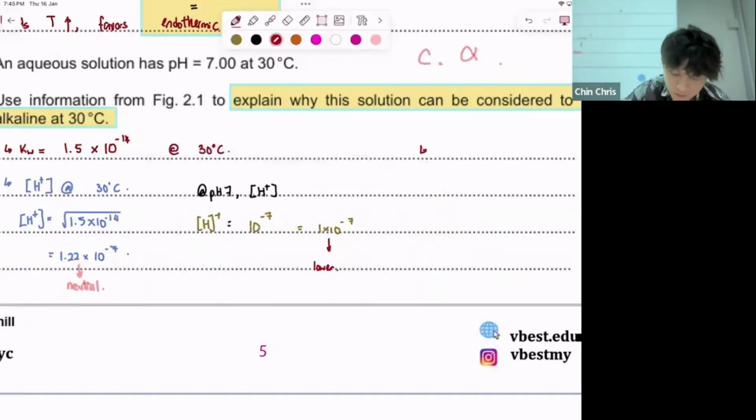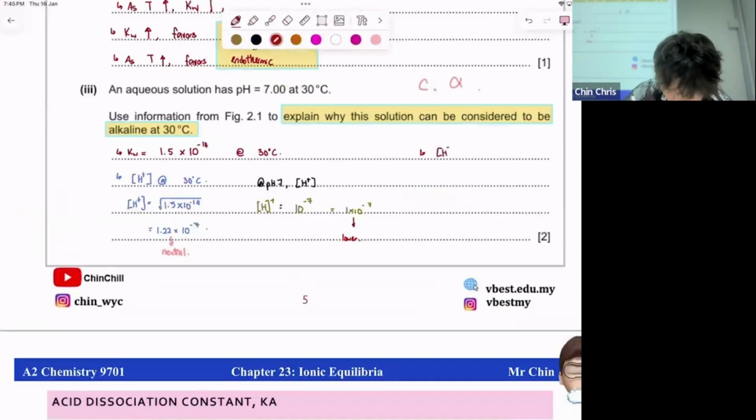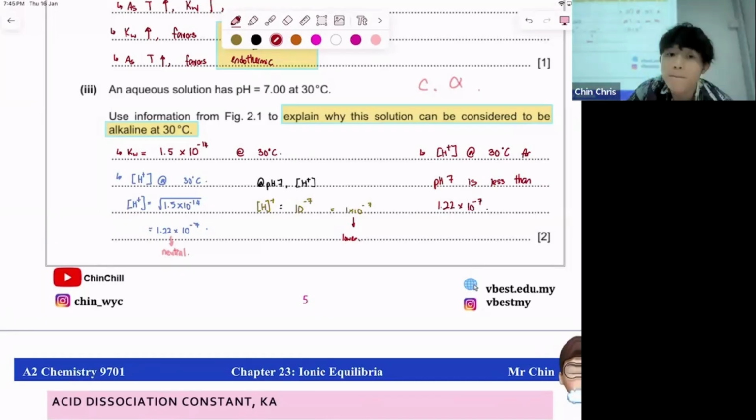So this is my conclusion. I can say that the H+ concentration at 30 degrees for pH 7 is less than 1.22 times 10 to the power of -7, which means the OH minus concentration is greater than H+, and the solution is alkaline. Done.